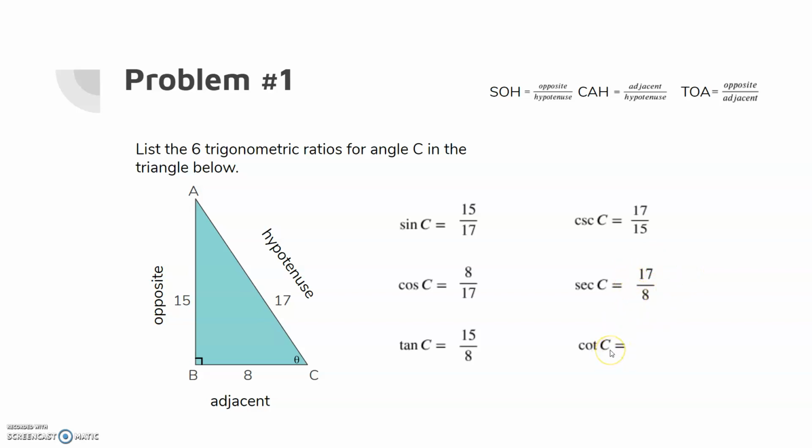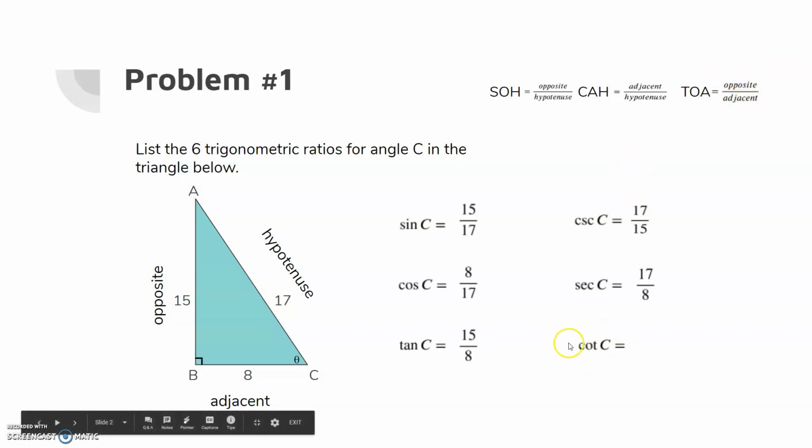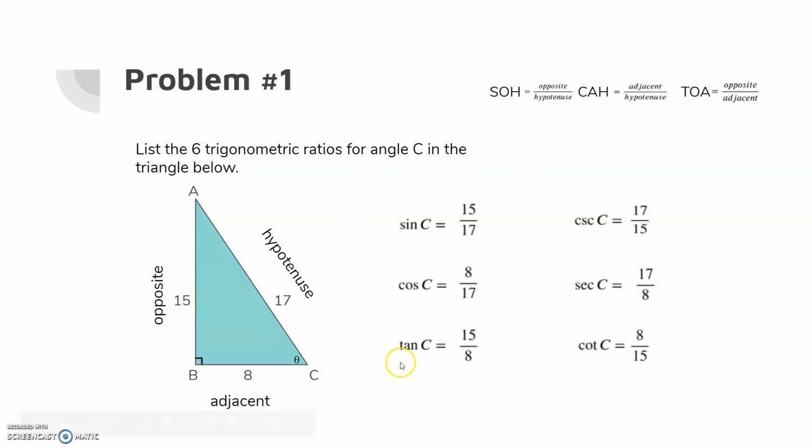Okay, cotangent is the opposite of tangent, and as we can see, tangent is opposite over adjacent. So in order to find cotangent, we want to find adjacent over opposite. Adjacent, 8 over 15, 8 over 15. And there we have the 6 trig ratios.